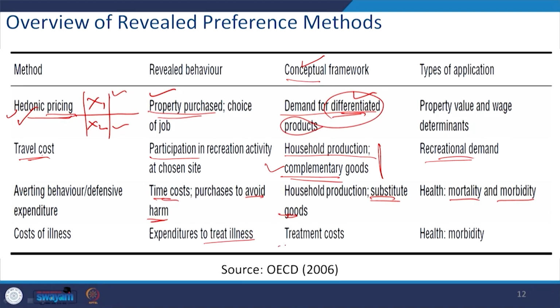It is based on the concept of how a particular individual is treating an illness, and what amount of expenditures or costs he or she is incurring in treating it. So again, the application is how, in order to maintain health, the individual is spending, and it is related to morbidity, so that the person will be less prone to diseases.